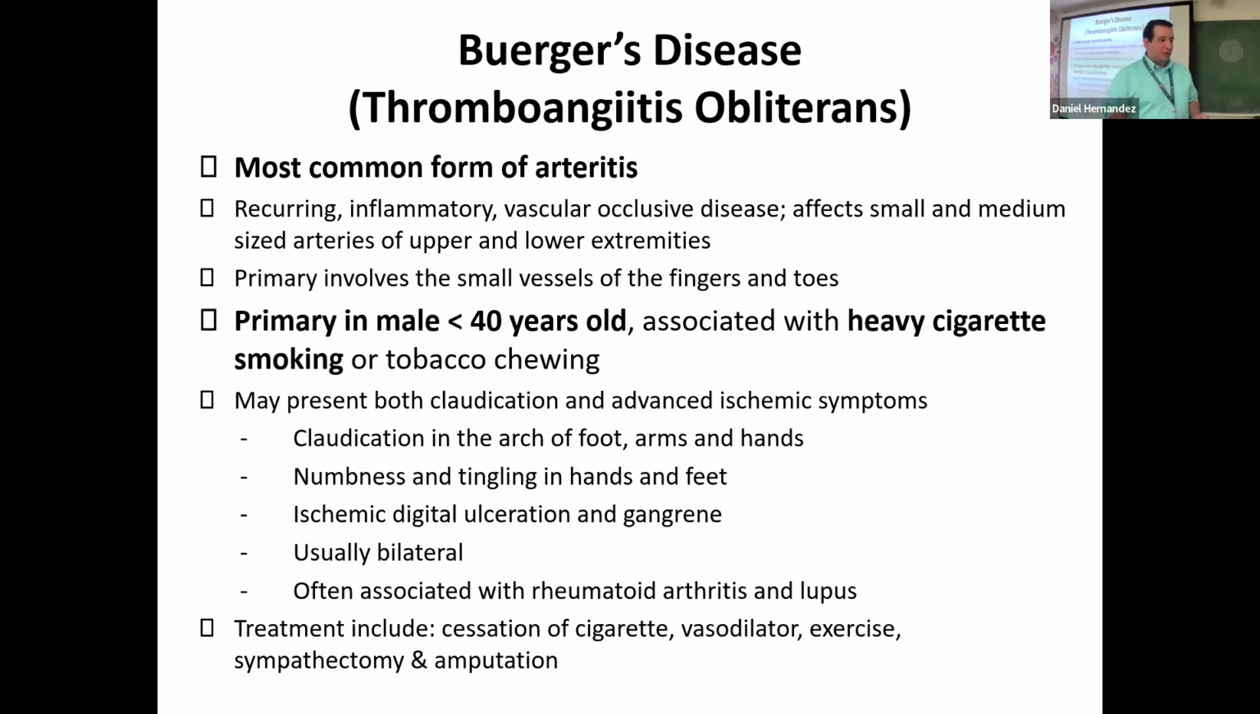So it may present with both claudication as well as advanced ischemic symptoms. So this arteritis, this swelling, again, can become so severe that it completely occludes the vessels, completely blocks them off. They can wind up with numbness, tingling in the hands and feet, digital ulcerations, and even gangrene. So again, if this arteritis isn't relieved, this swelling isn't relieved, it can lead to potential development of necrosis and gangrene. It's usually bilateral, so it happens on both hands or both feet. It's often associated with other conditions like rheumatoid arthritis as well as lupus.